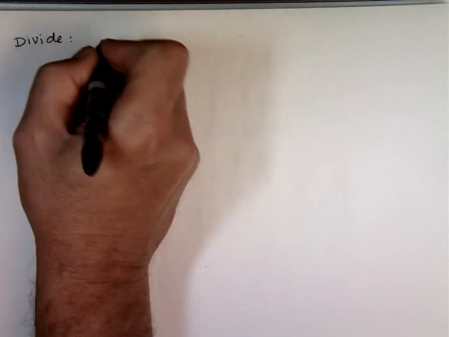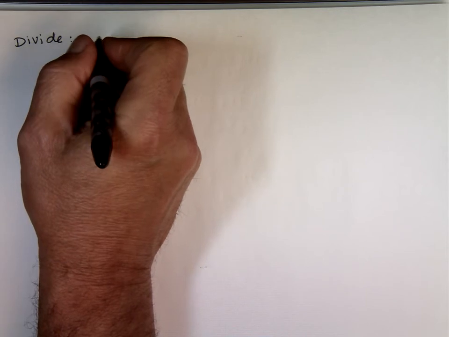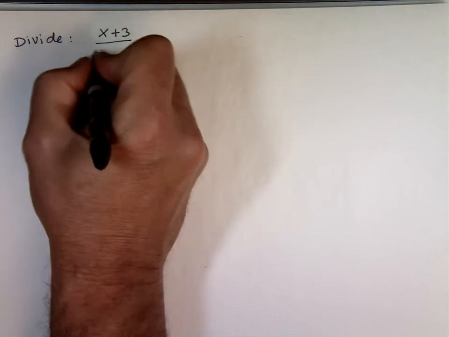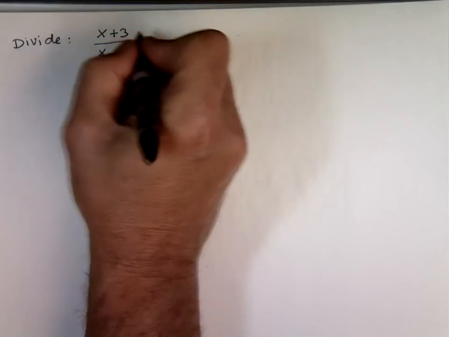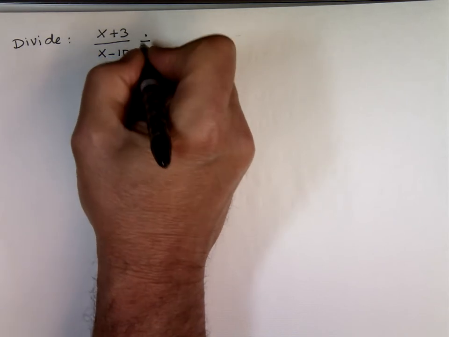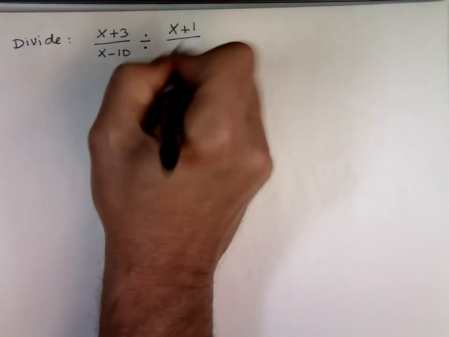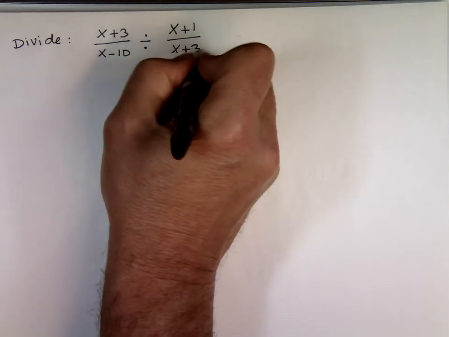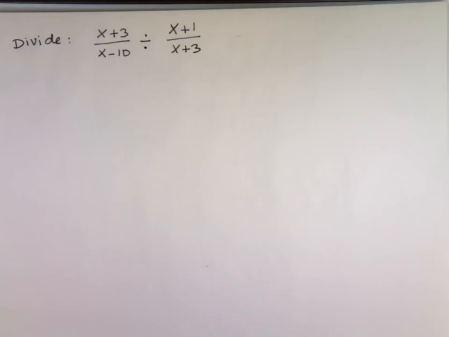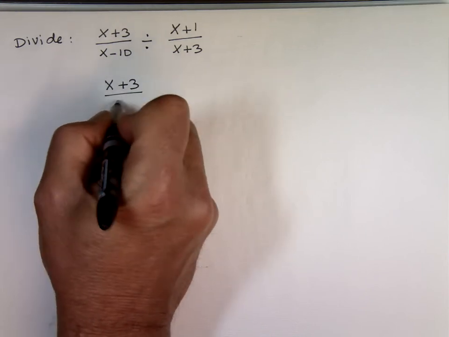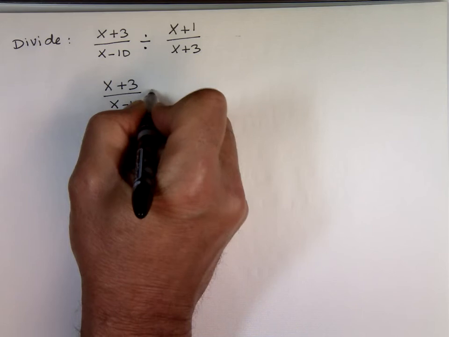Divide x plus 3 over x minus 10 divided by x plus 1 over x plus 3. Again, we're going to keep the first one, change the division to multiplications, flip the second one.